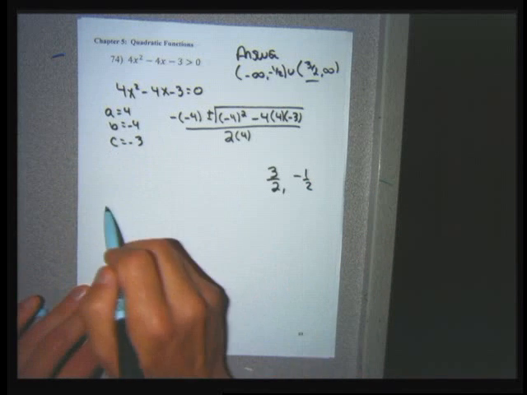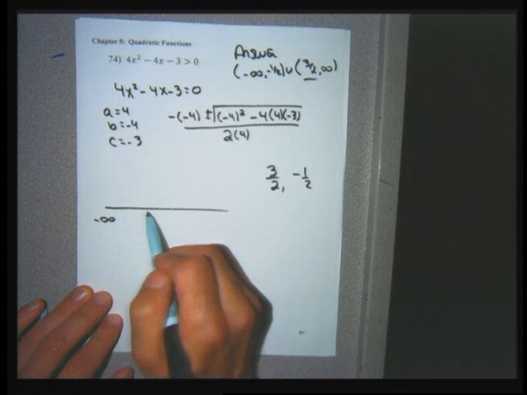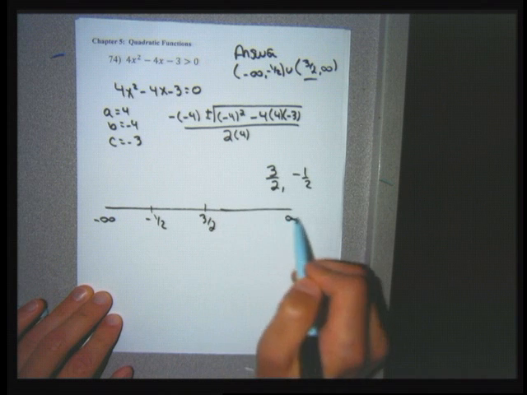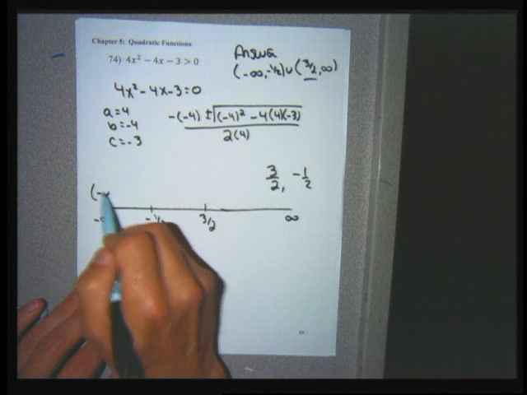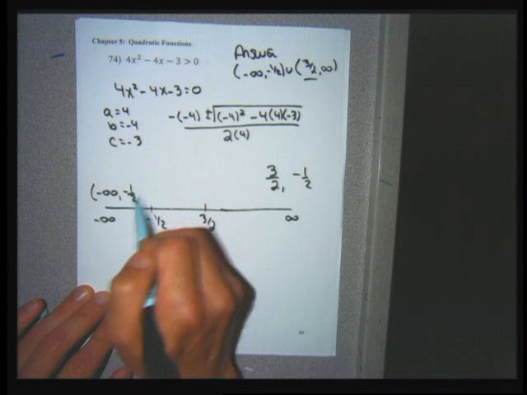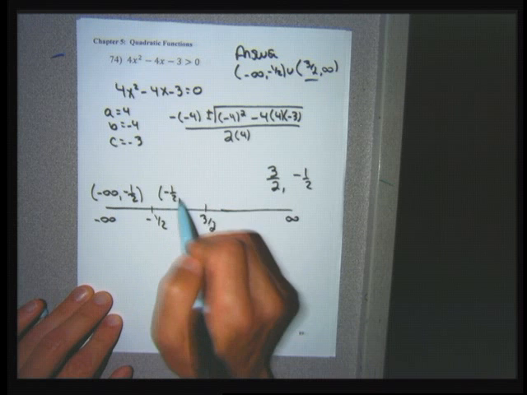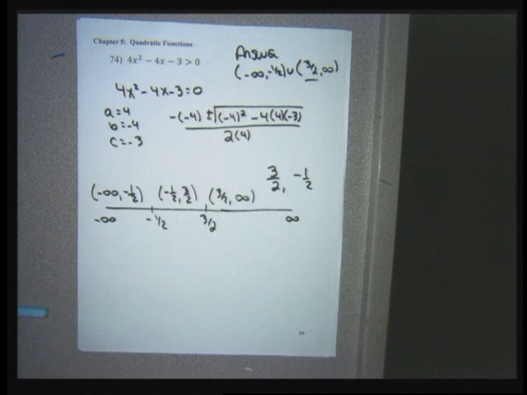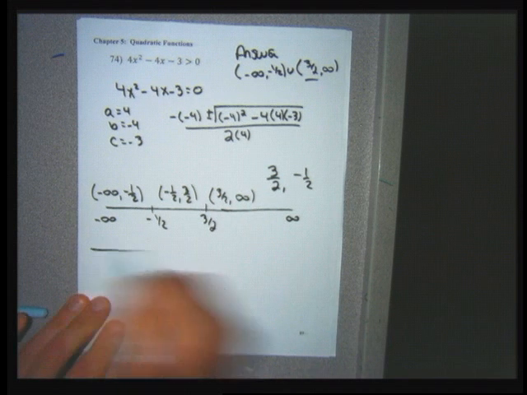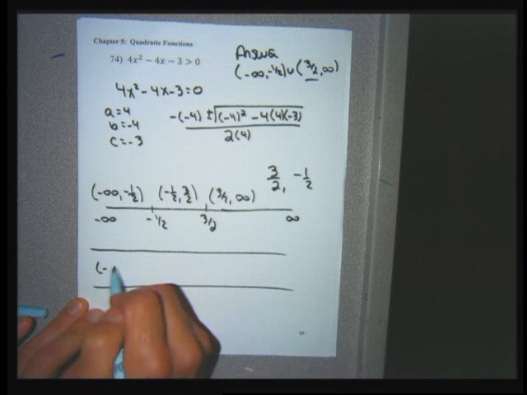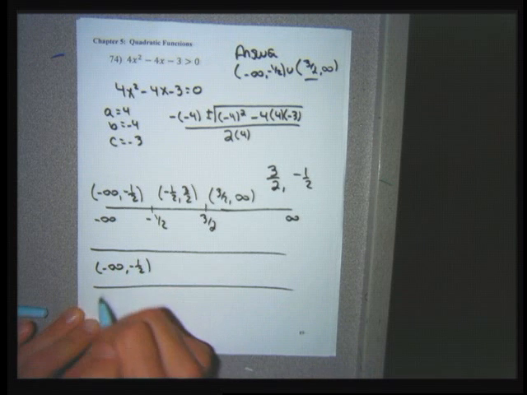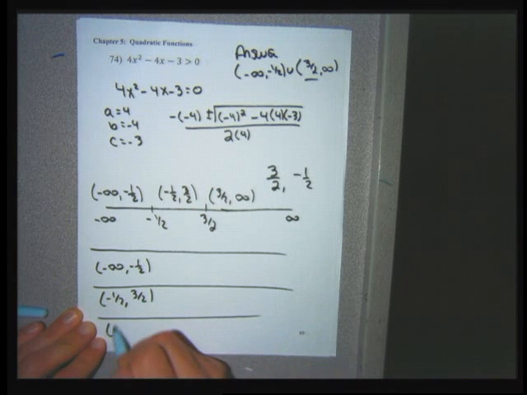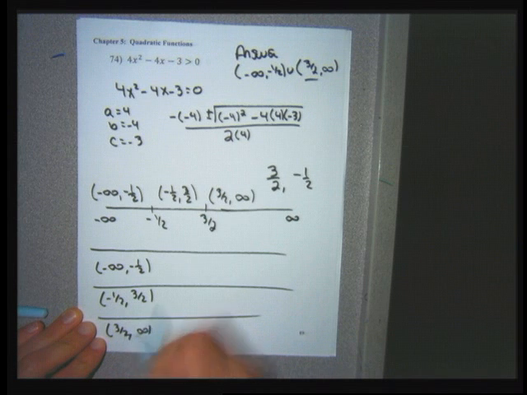So those numbers go on a number line. You go from negative infinity to negative 1/2, and then positive 3/2, and then positive infinity. All round brackets in this problem, because there isn't an or equal to. The infinities always get round brackets, and the numbers get round brackets if the problem doesn't have an or equal to. So my table's going to start off with negative infinity to negative 1/2, and then it's going to go from negative 1/2 to positive 3/2, and then it goes from positive 3/2 to infinity.